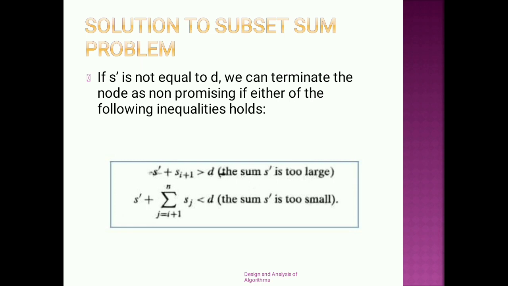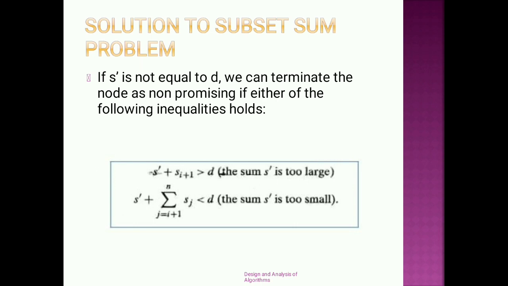So when you have to stop continuing with the node, there are two conditions here. One is S bar. S bar is nothing but the sum plus S i plus 1, where S i plus 1 is the next element. For the current sum, if you add the next element and the sum exceeds D, then at that point you have to stop. The total sum should be equal to D. It cannot go beyond D. So you cannot consider the item S i plus 1. You have to stop there.